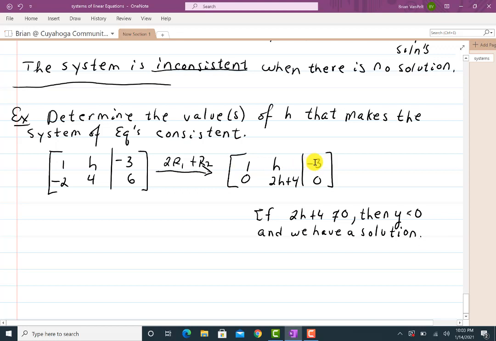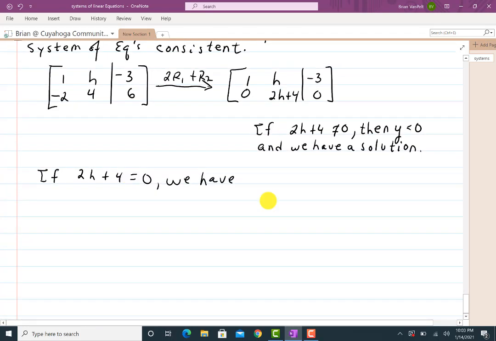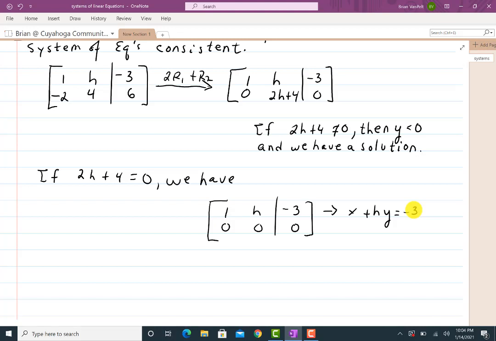On the other hand, if 2h plus 4 equals 0, we have the following. And this is okay as well. This then is a single line. The line is x plus hy equals -3. It doesn't matter, even if h is 0, you'll have a vertical line x equals -3. For any other value of h, you'll be able to solve for y, get it in slope-intercept form, and you can see that will also be a line. You'll have an infinite number of solutions in that case. So this is an infinite number of solutions.